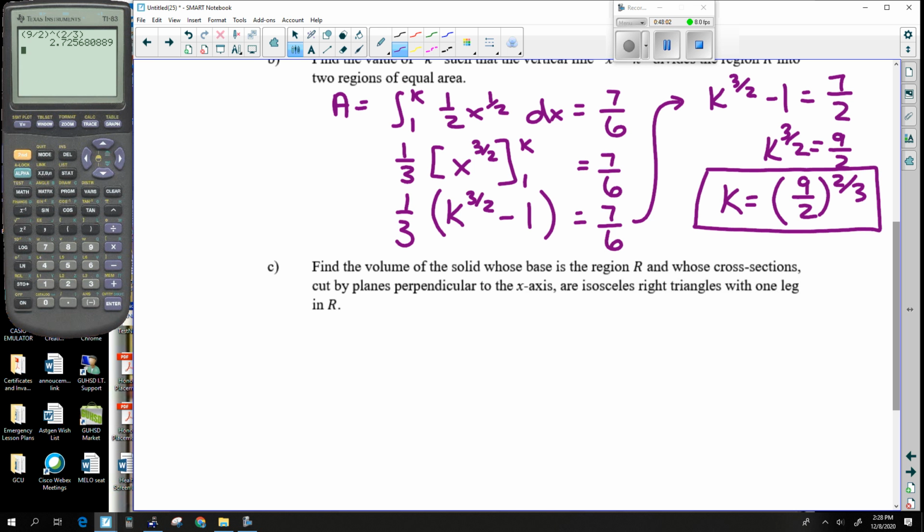Find the volume of the solid whose base is the region and whose cross sections cut perpendicular to the x-axis, so that means dx, are isosceles right triangles with one leg in the region. All right, so what this is describing is this. We have this graph, and it goes again from 1 to 4. What we're going to do is build isosceles right triangles with one of the legs in there. So this is the length across.